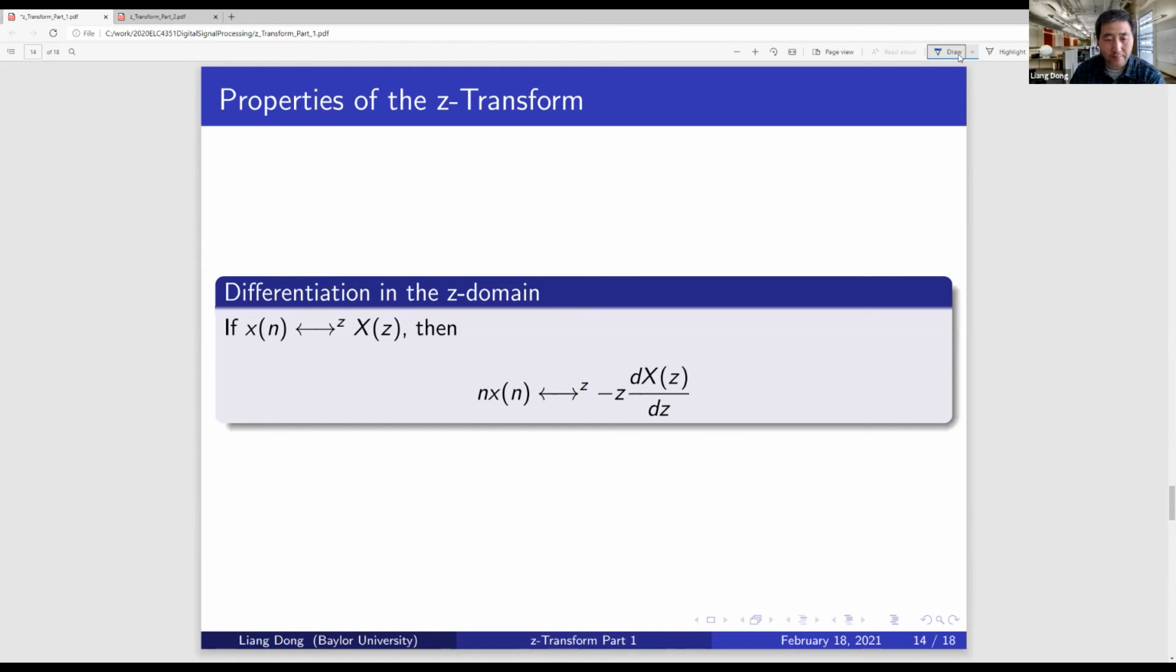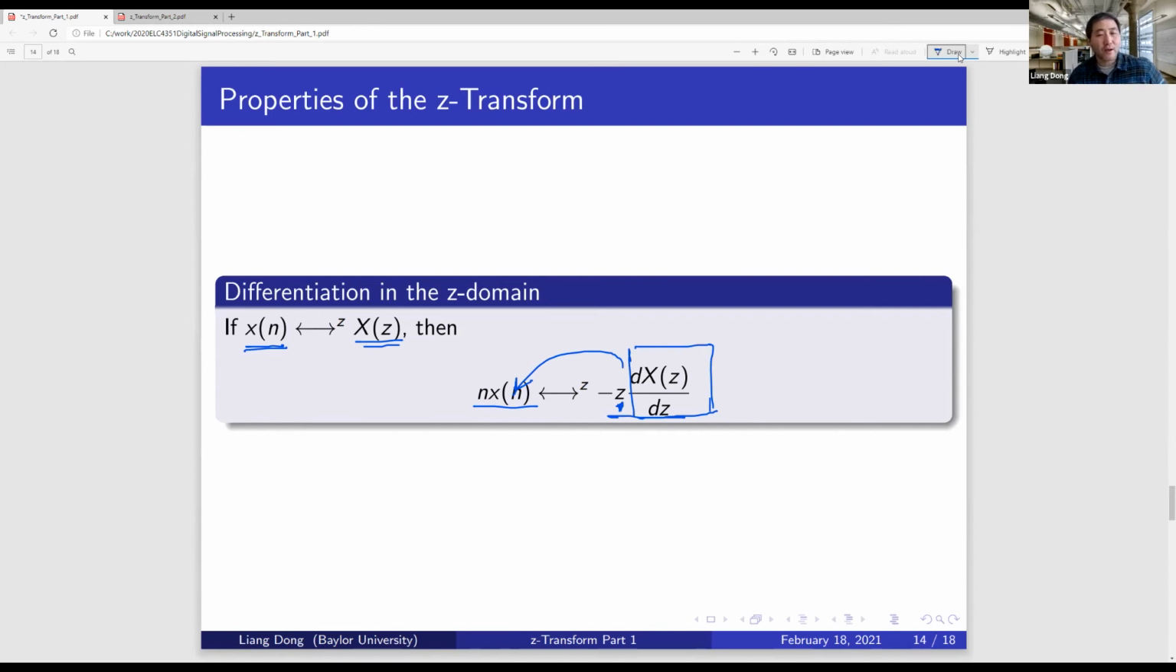Differentiation in the z domain. If I have x[n] and capital X as a z transform pair, x[n] multiplied by a time index n, I look at that in the z transform as if I'm taking a differentiation of capital X, dX/dz, with respect to the variable z. And then I have another term here, which is a negative z. So basically in here, we are changing this differentiation into a simple multiplication term, differentiation into multiplication.